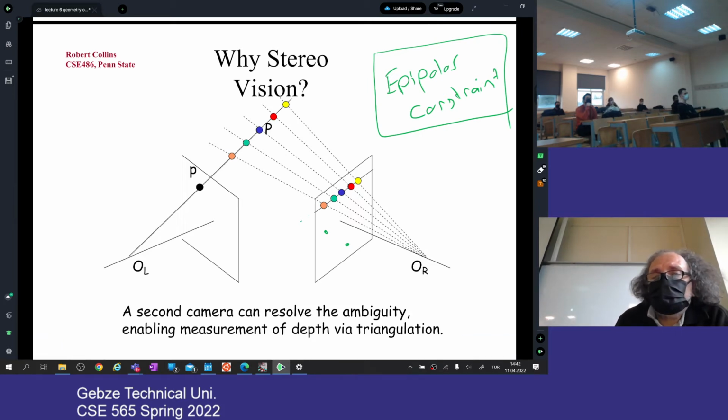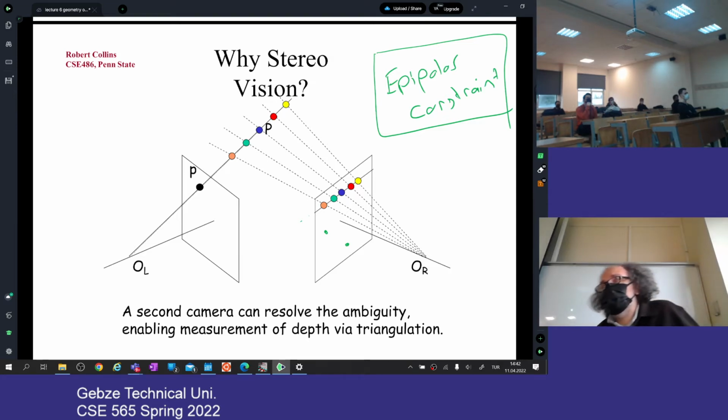The epipolar constraint tells you that if you are looking for the corresponding point in the other image, then don't search the whole image. Just look at a single line. And where is that line? I'm going to give you some formulas. We are going to derive those formulas, and you will see that finding that line is not that difficult.